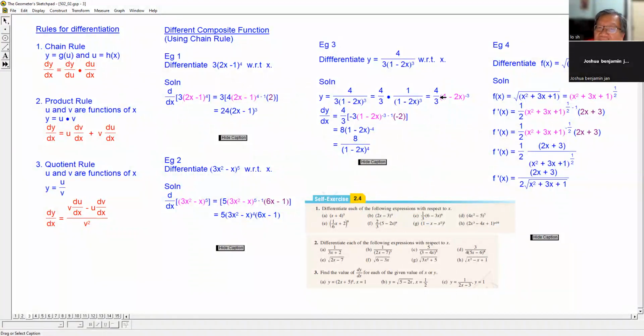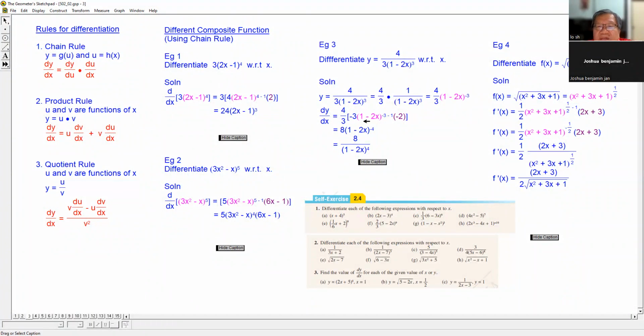Now, I have something, a bracket raised to a certain power. So straight away, I see a bracket raised to a certain power. This must be a composite function. This must be using the chain rule. So using the chain rule, 4/3 don't do anything. 4/3 just leave it there.